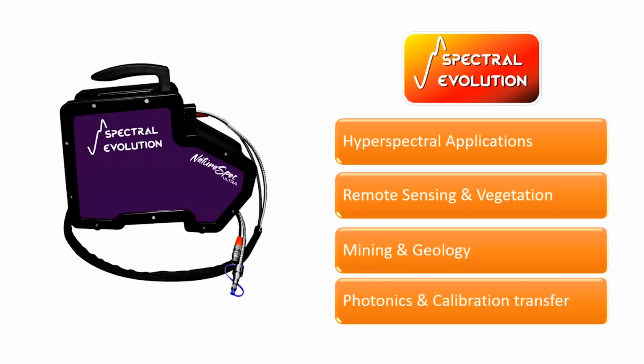And our primary applications are in hyperspectral applications, remote sensing and vegetation, mining and geology, as well as photonics and calibration transfer. So chemometrics can run the range of different applications in each of these spheres, but nitrogen quantification is primarily used for soil sciences, soil research, and precision agriculture.